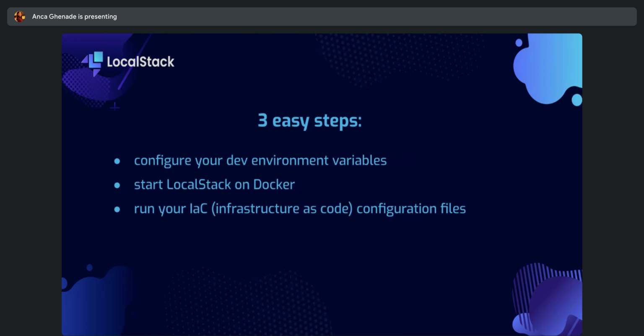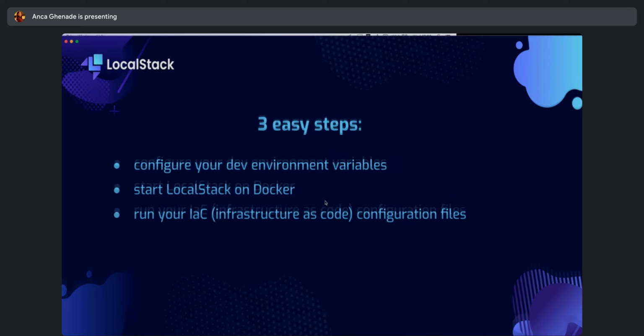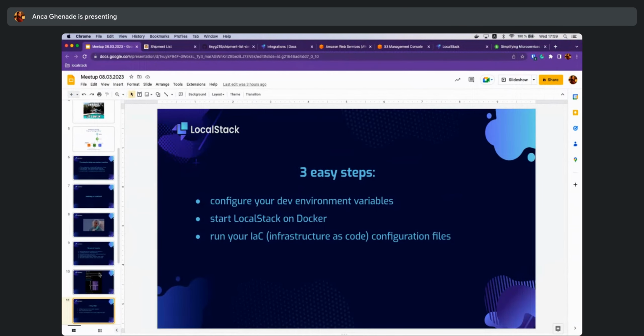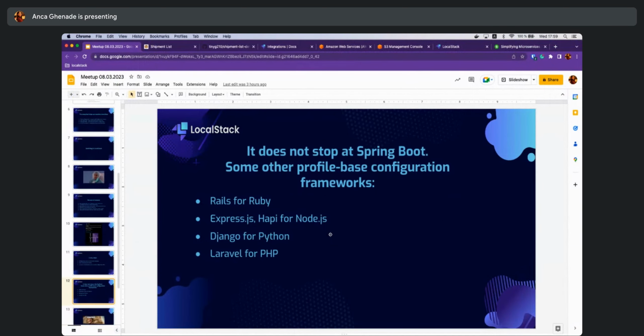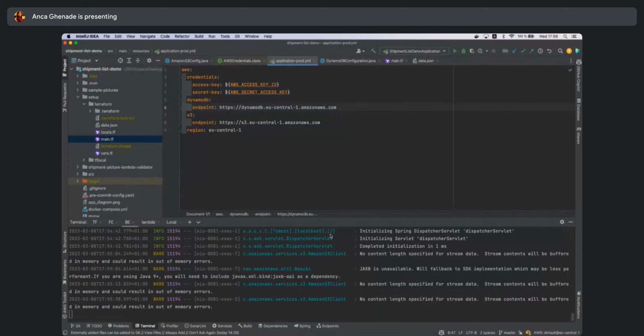Okay, and we need to keep in mind that switching to LocalStack is just 3 easy steps away. You need to configure your development environment variables. We've seen how to do that, but we'll have a short look at the YAML file. You start your LocalStack on Docker, and you run the exact same infrastructure as code configuration file as I've shown you before. Okay, so let's just switch to the IDE.